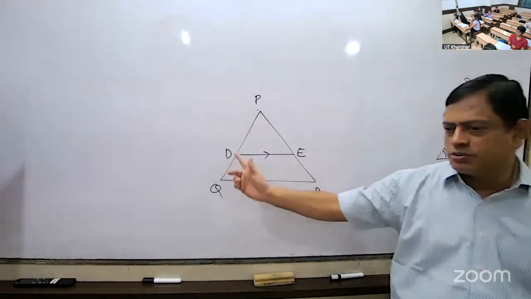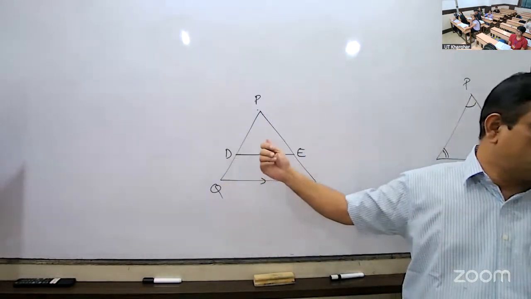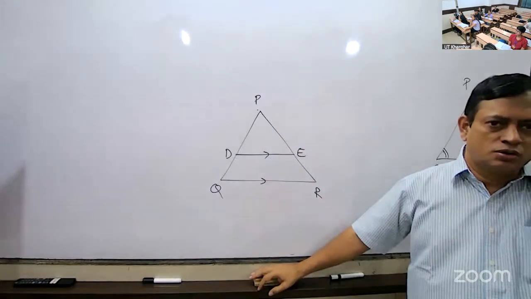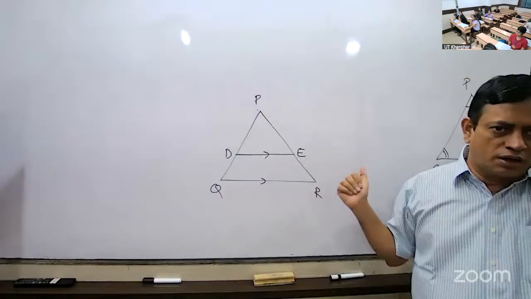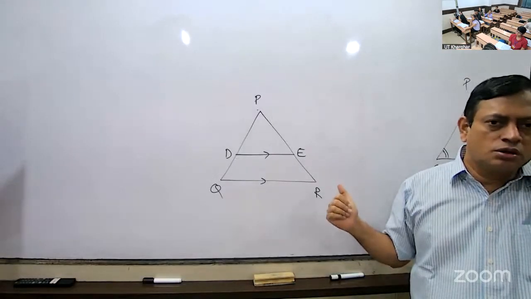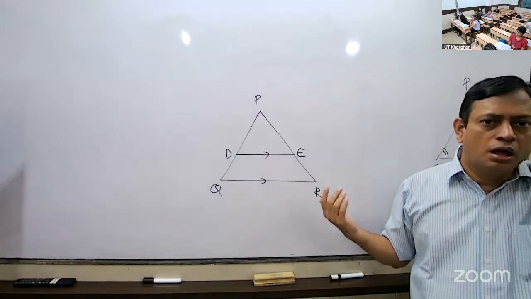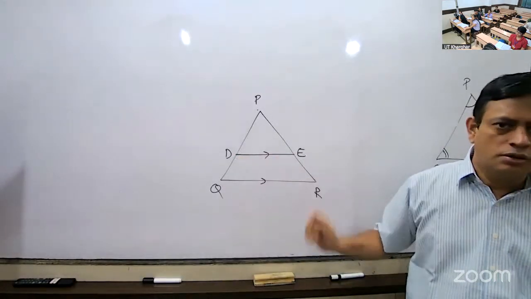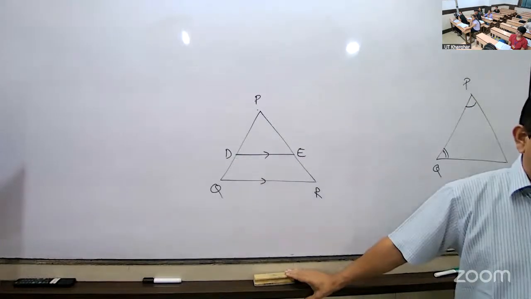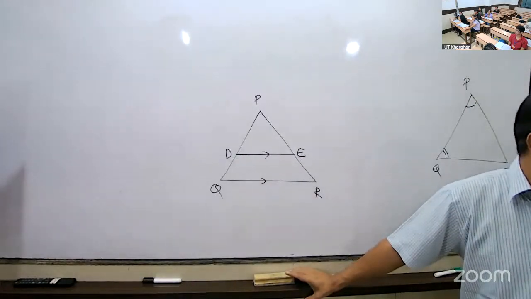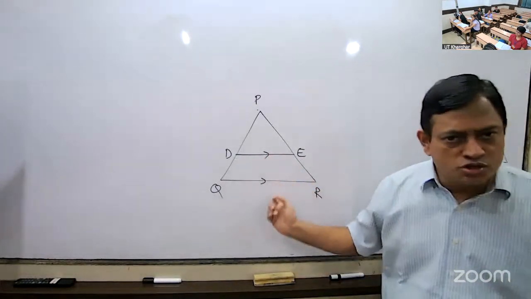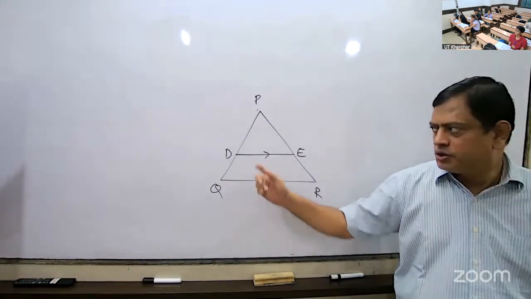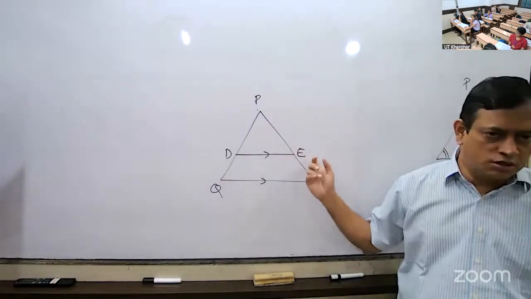In BPT, PD by DQ equals PE by PR. Here, in similarity, PD by PQ is equal to PE by PR, and the third side is not there: DE by QR. In BPT, there is no such relation over here. Are you followed? Yes. In BPT, you are getting PD by DQ and PE by PR.